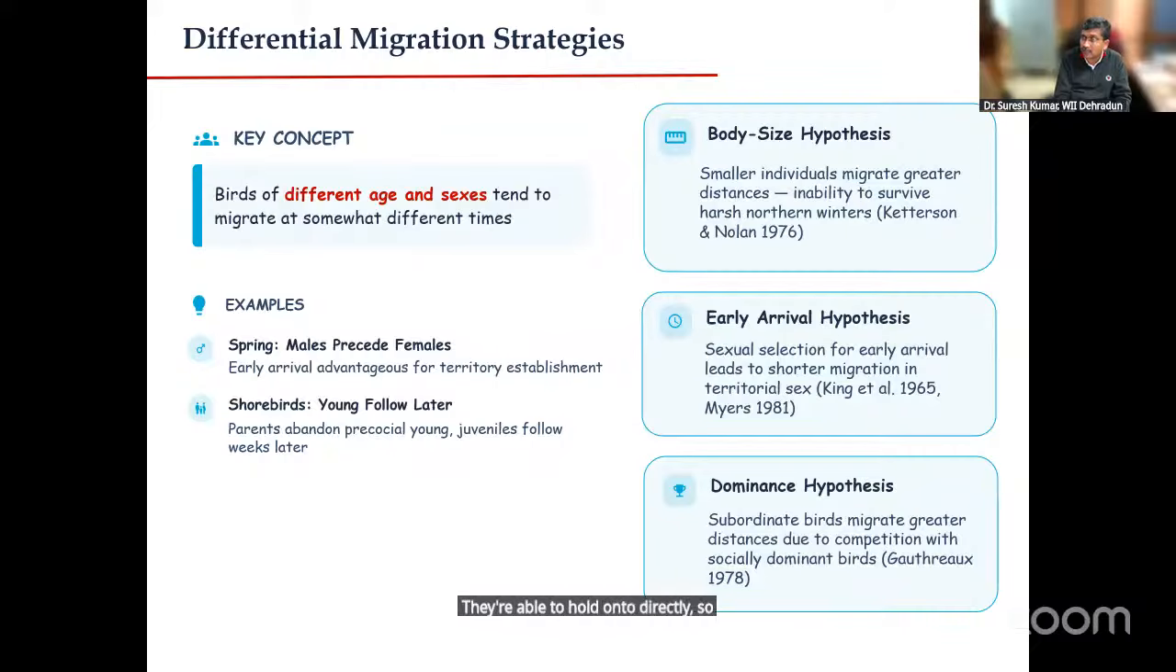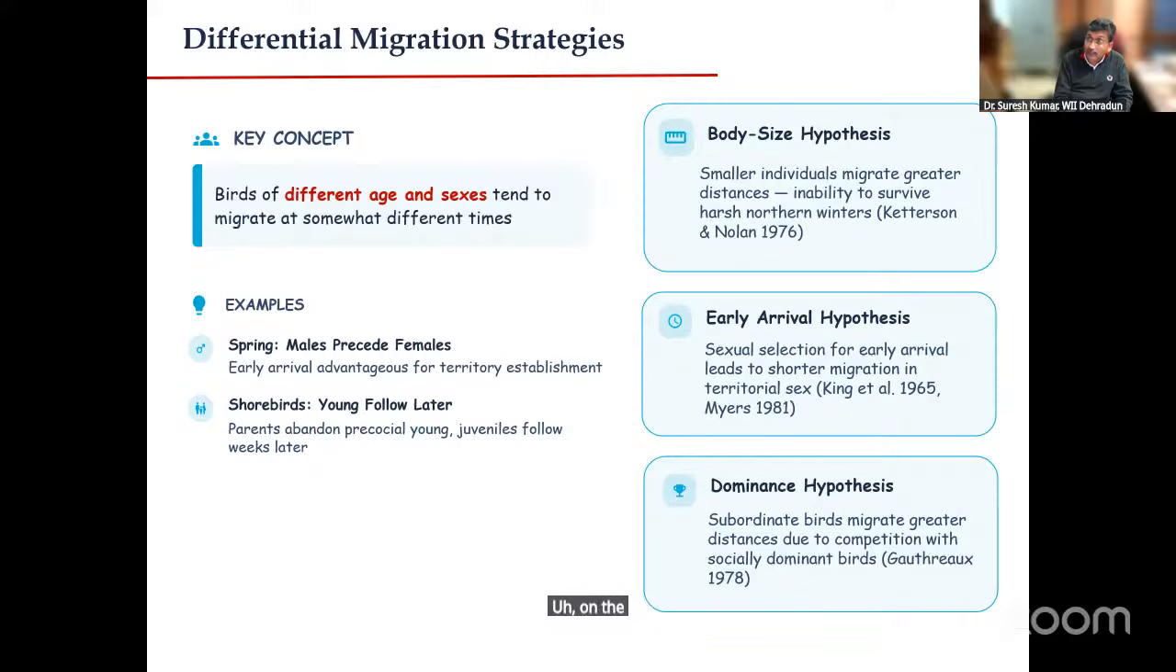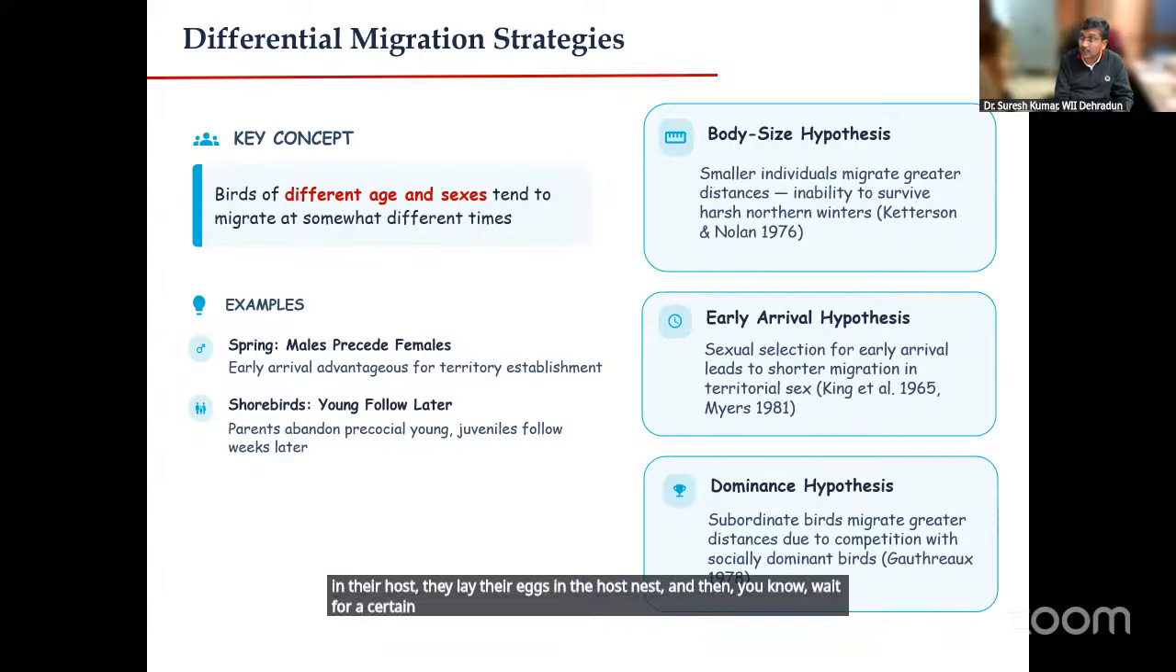So it's the males that need to hold on to their territories or defend territories. So they're migrating earlier. On the contrary, in the case of shorebirds and also in the case of cuckoos, the young follow much later. So the adults, post breeding, post laying the eggs, because in the case of cuckoos, as you know, they're brood parasites. So they lay their eggs in the host nest, and then wait for a certain time period and thereafter leave.